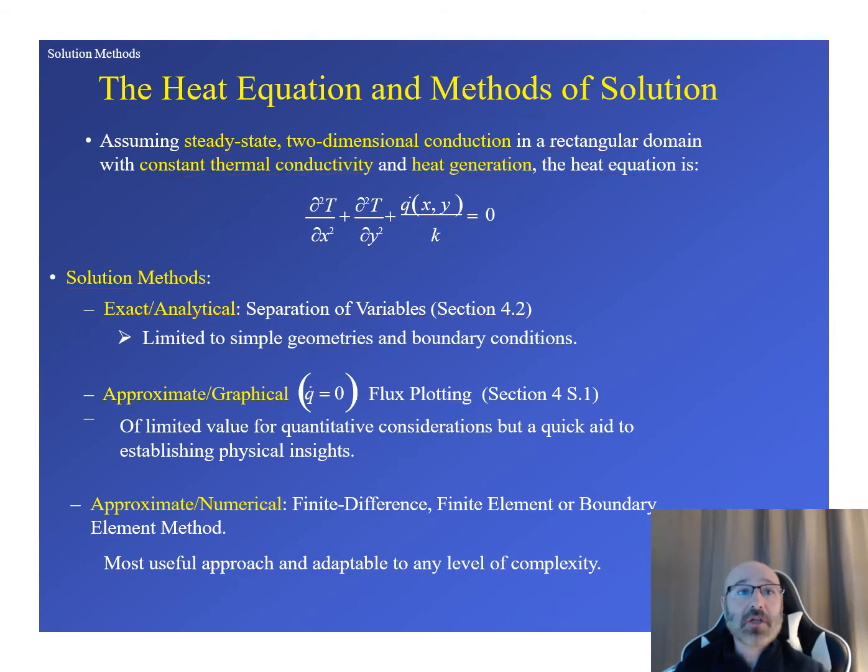Next, we're going to take a look at the approximate or graphical solution. This is for the case of flux plotting, where q dot is equal to 0. Referencing back to our textbook, this goes back to section 4S.1. This is of limited value for quantitative considerations, but it is great as a quick aid to establishing physical insights for something like this.